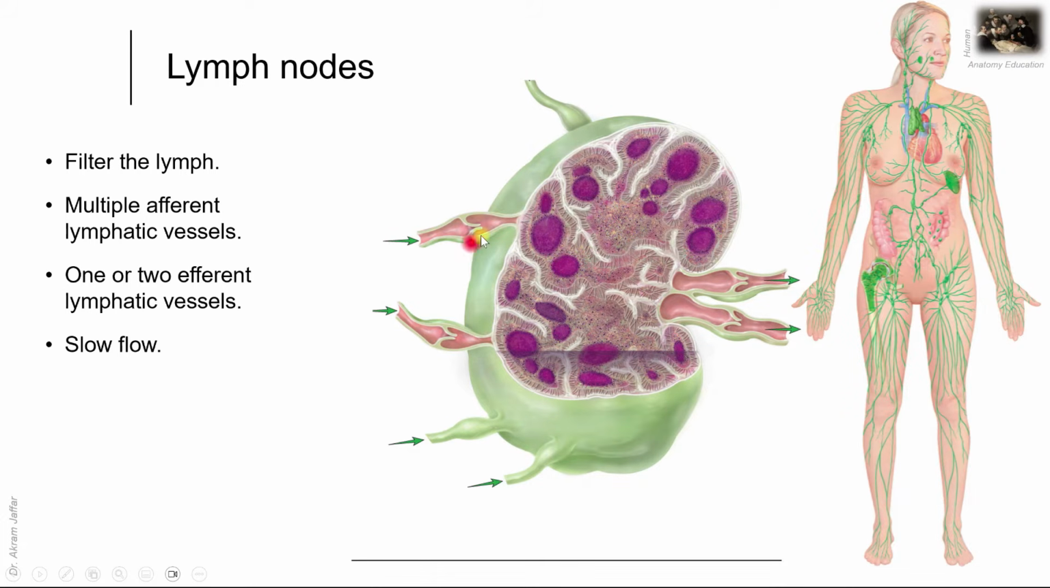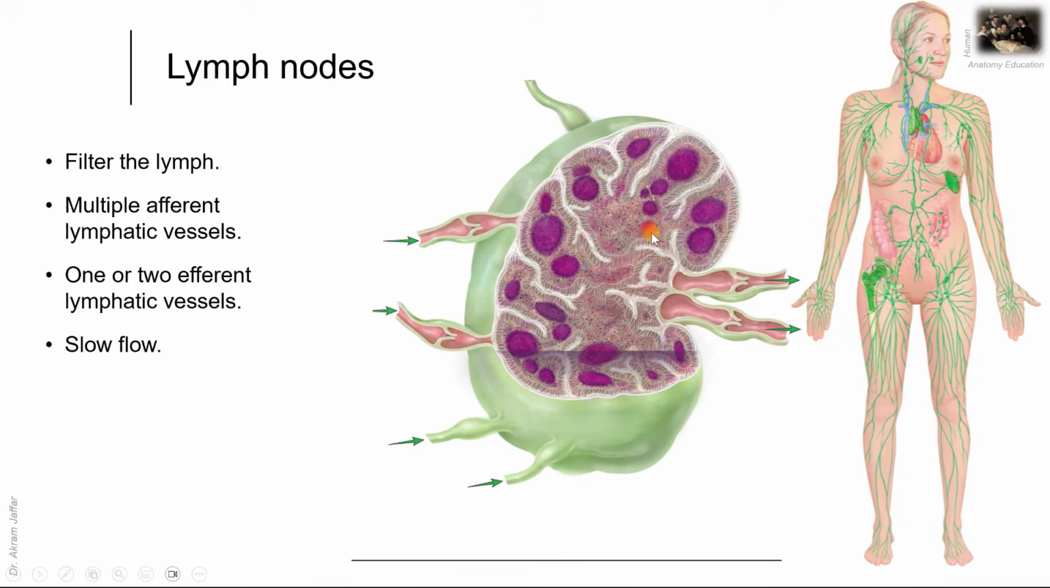You can see them here. Note the valve that allows unidirectional flow of lymph. And at the hilum of the lymph node, it will give rise to one or two efferent lymphatic vessels, again with valves that allow unidirectional flow of lymph.